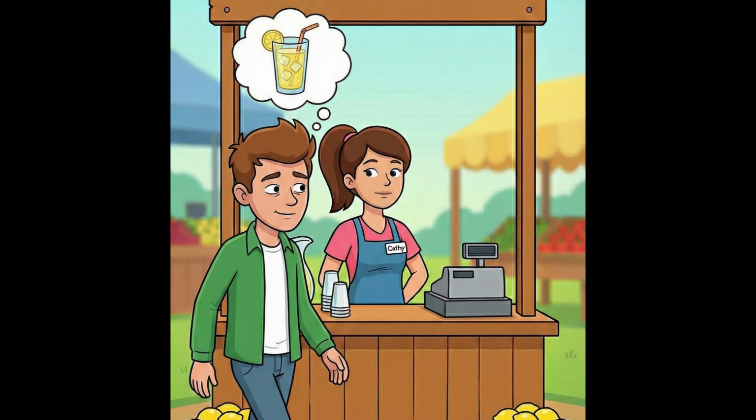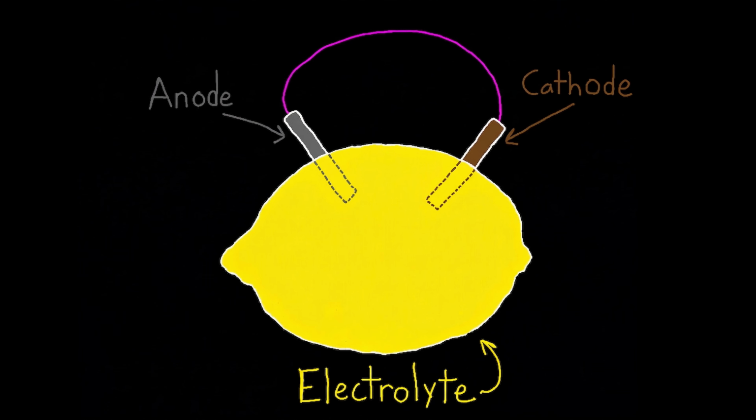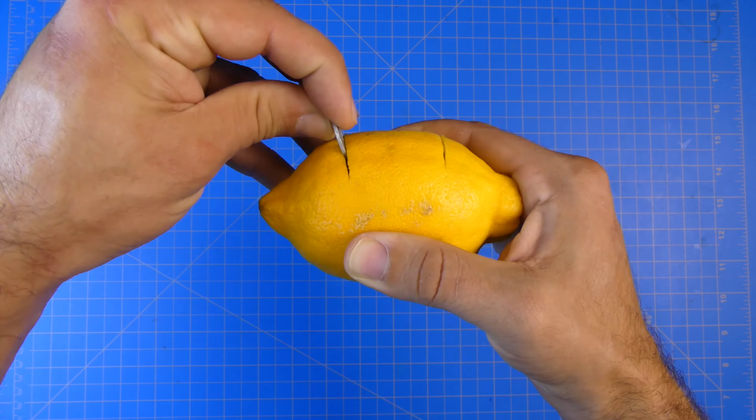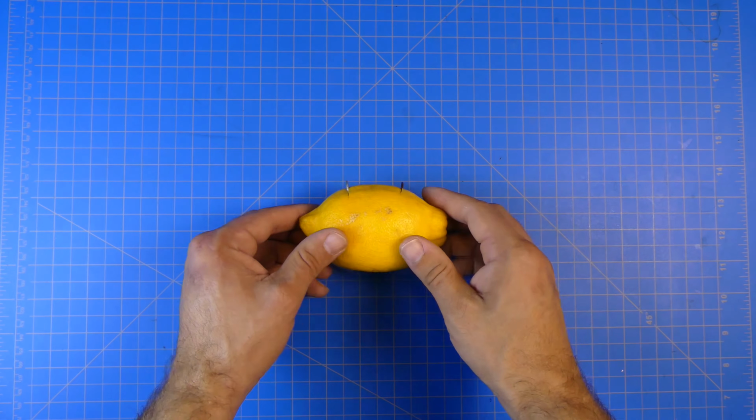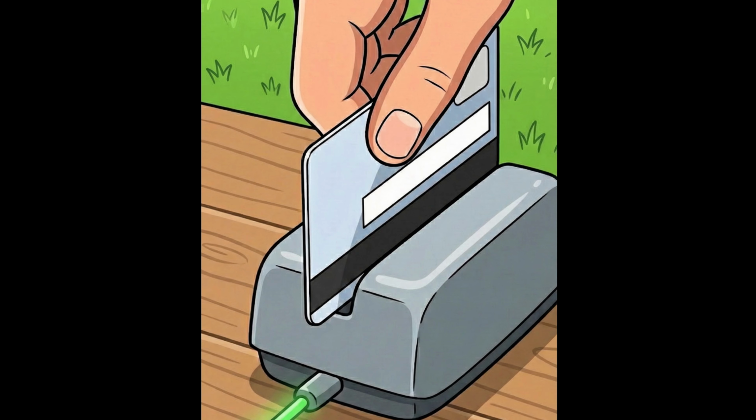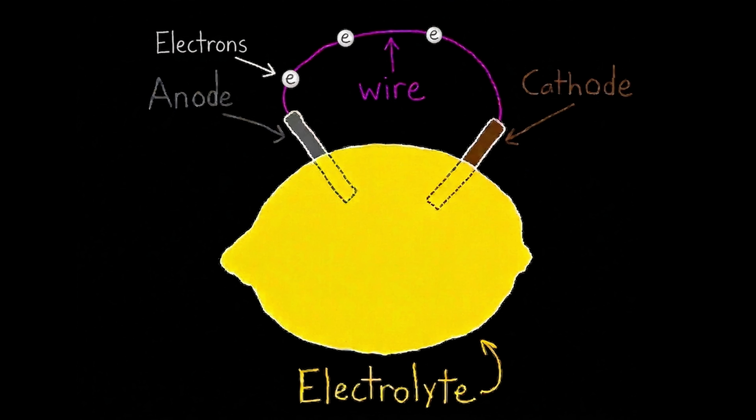When Andy wants a cup of lemonade, he goes to the checkout counter. That is the electrolyte, or the citric acid in the lemon. Andy going to Kathy's counter is the same as us inserting the zinc washer and copper penny into the lemon. To purchase the lemonade, he swipes his card in the card reader. The card reader is a wire. Money moves from Andy's bank account to Kathy's, just like how electrons move from the anode to the cathode.